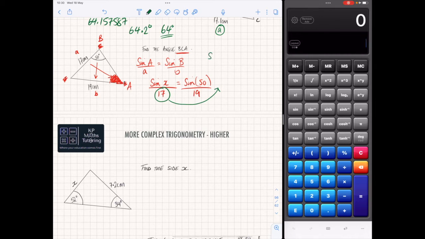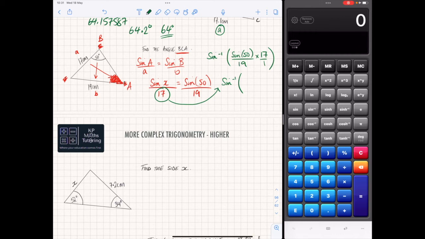This then turns to sin minus 1. You open your brackets and you're going to be doing sin 50 over 19 multiplied by 17. Technically, because that is a fraction here that we're multiplying, a whole number by a fraction, you put it over 1. So you're basically multiplying the top by 17 and the bottom by 1, which means you're effectively only multiplying the top by 17. So when you type that into your calculator, you'll have sin minus 1, and then open your brackets, sin 50 times 17, all divided by 19.